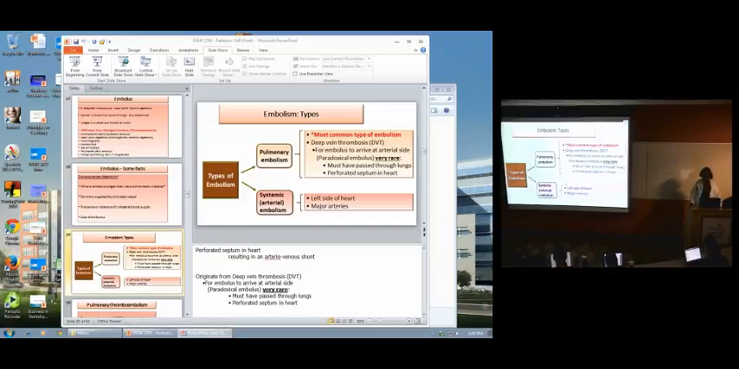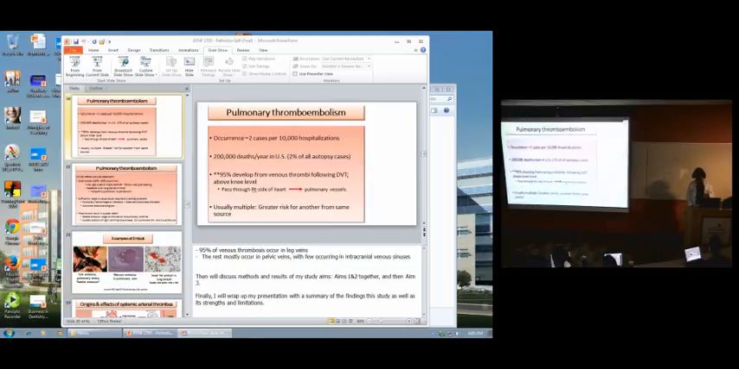So it's very rare. Or the blood must have gone through the lungs and then gotten to the lungs. Also, for the systemic embolus, it's usually the left side of the heart and also the major arteries. We're going to see an example shortly. So let's look at pulmonary embolism.